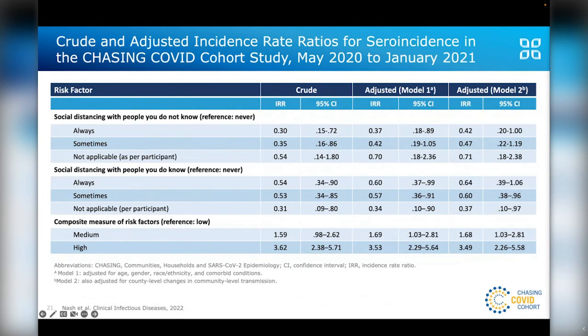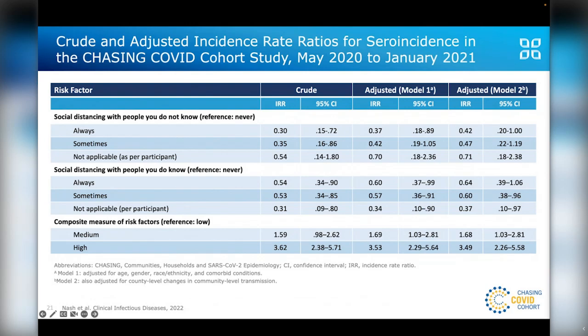And so, for example of that, in this analysis, which was prior to vaccine availability, we really wanted to assess the extent to which social distancing, both with people participants did not know, as well as those that they did know, is associated with the risk of seroconversion, even after controlling for other differences between participants. And we found that compared with never social distancing, doing so always or sometimes was associated with substantially lower seroconversion risk.